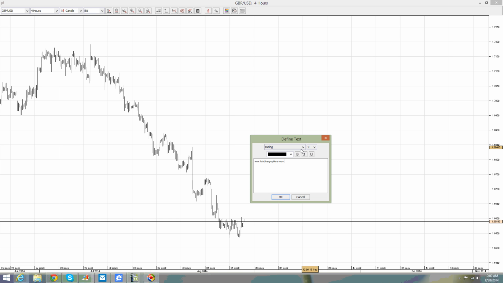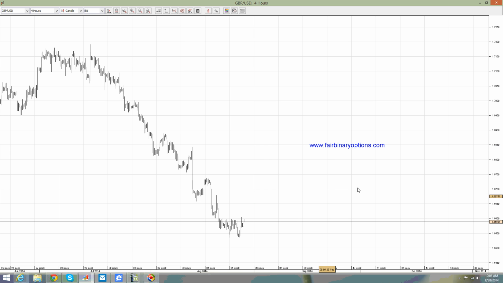So FairBinaryOptions.com. Now the Great Britain Pound US dollar is actually enjoying a nice move to the downside, and this move to the downside started, surprisingly enough, not with these highs from this moment of time, but started from here.